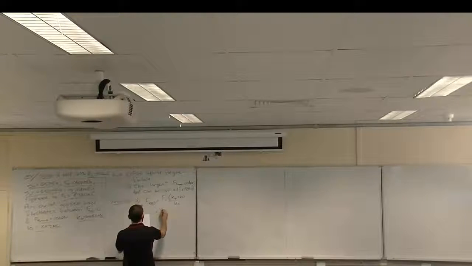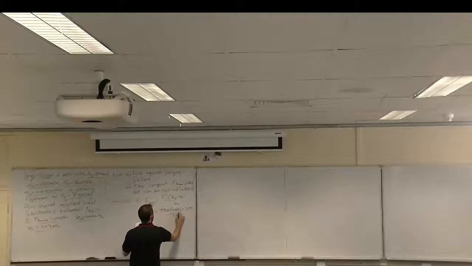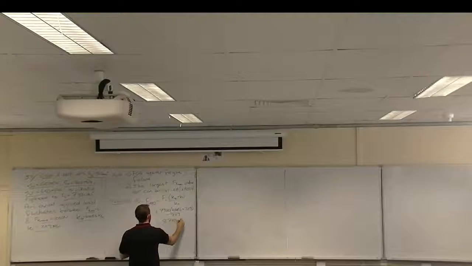Alright. And so FI was 7320. This was 400E6 plus 2E9 on 2E9. And I got 8784 newtons.